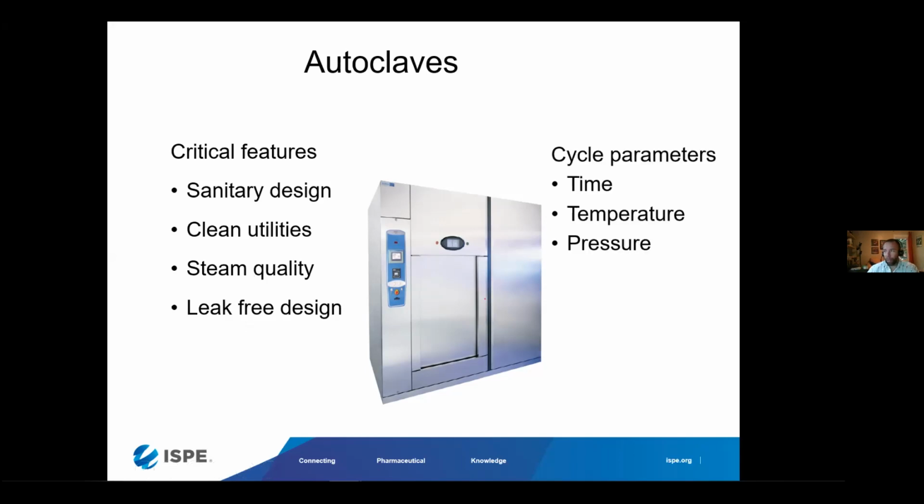Cycle parameters are time, temperature, and pressure. Remember, these are also the critical attributes for microbial death. All of this comes together with the physical and the microbiological.